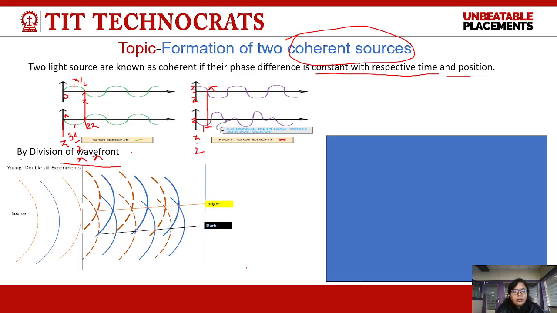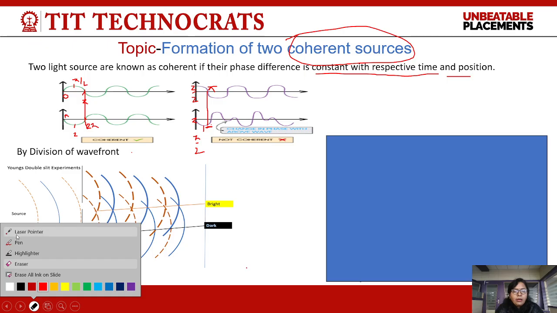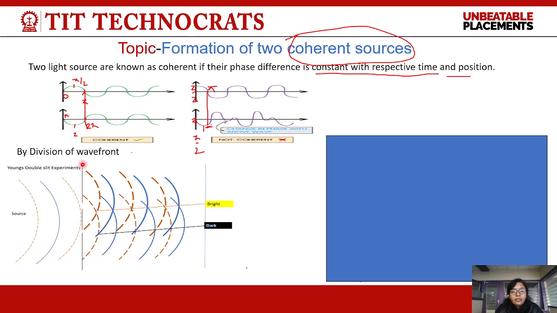The first method is by the division of wavefront. How can we produce it by the division of wavefront? Here we pass the wavefront as Young did. He made two pinholes in a cardboard sheet, and a wavefront is incident on it. When the wavefront strikes these two pinhole sources, by Huygens wave theory we know that every point of the wavefront is vibrating in the same phase.